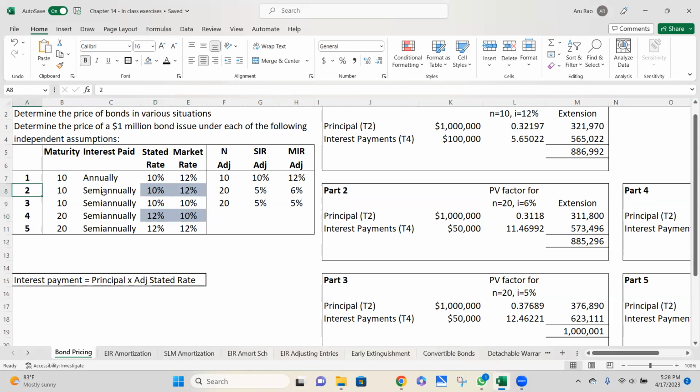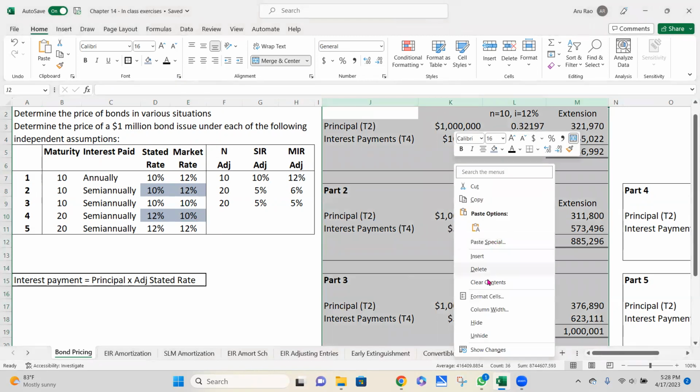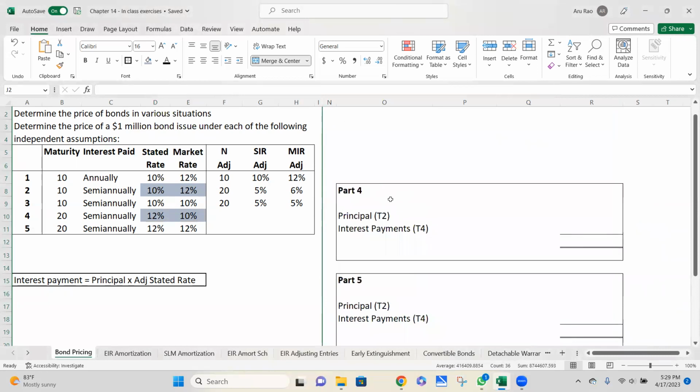Let's take a look at what we had over there versus over here. In the second case, we had said we were offering 10 and the market was offering 12, which is why we issued our bonds at a discount. Now we are saying we are offering 12 and the market is offering 10, so we should issue it at a premium. Let's see whether that works or not. So I'm going to hide these columns so I can show you the other side of my Excel spreadsheet. I'm looking at part 4. Again, principal that's being borrowed is $1 million. $1 million will have to be returned.